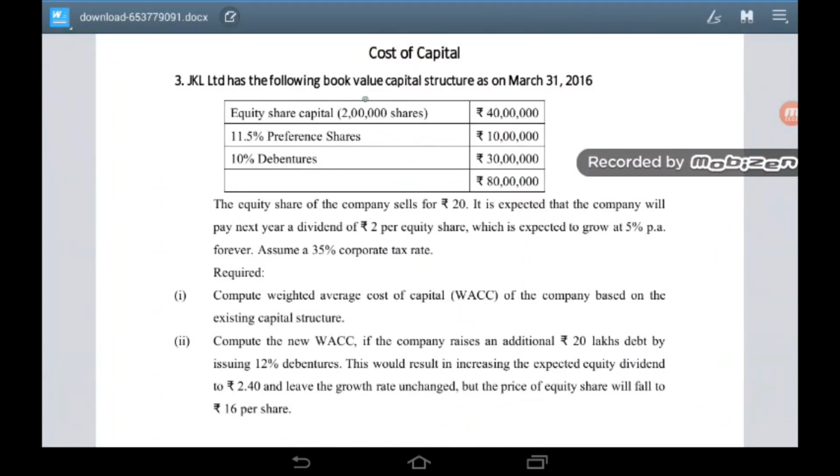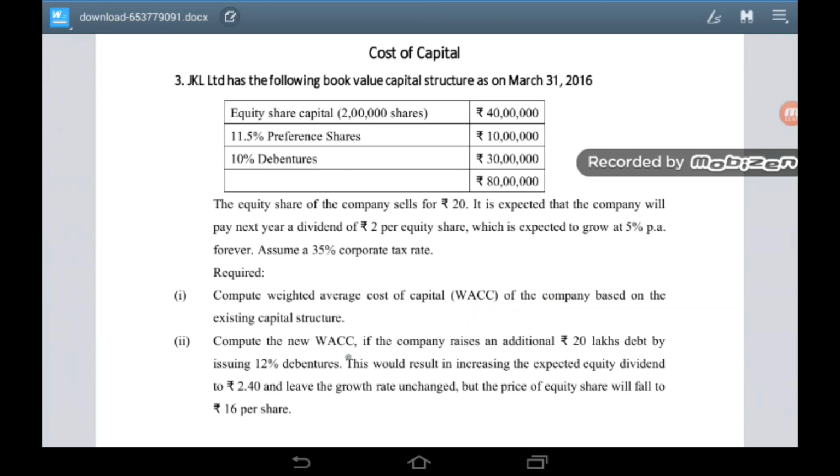ICAI Limited has the following book value capital structure as on March 31st, 2016. Equity share capital rupees 40 lakh, 11.5% preference shares rupees 10 lakh, 10% debentures rupees 30 lakh. The equity share of the company sells at rupees 20. It is expected that the company will pay next year a dividend of rupees 2 per equity share, which is expected to grow at 5% per annum forever. Assume a 35% corporate tax rate. Required: compute the weighted average cost of capital of the company based on the existing capital structure.